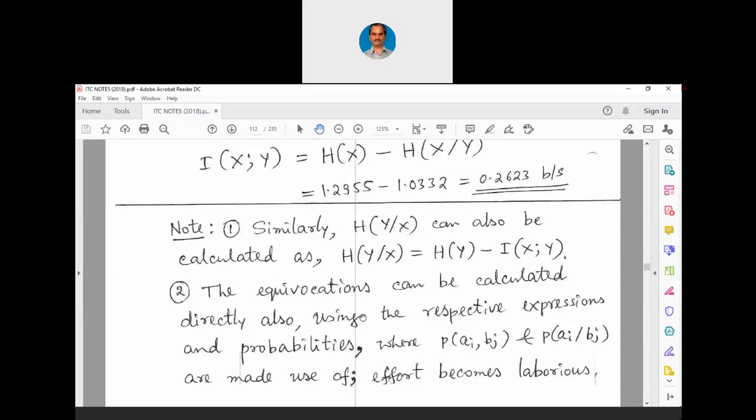Lastly, the second note: the equivocations can be calculated directly also using the respective expressions and probabilities, where P of Ai, Bj and P of Ai given Bj are made use of. But the effort becomes laborious.